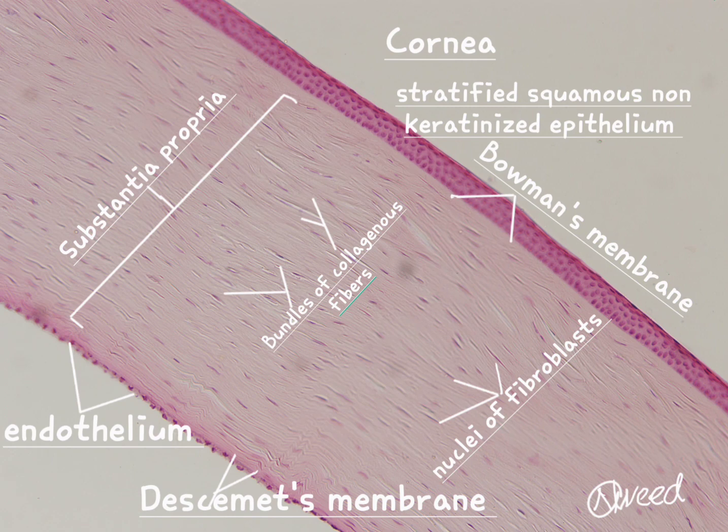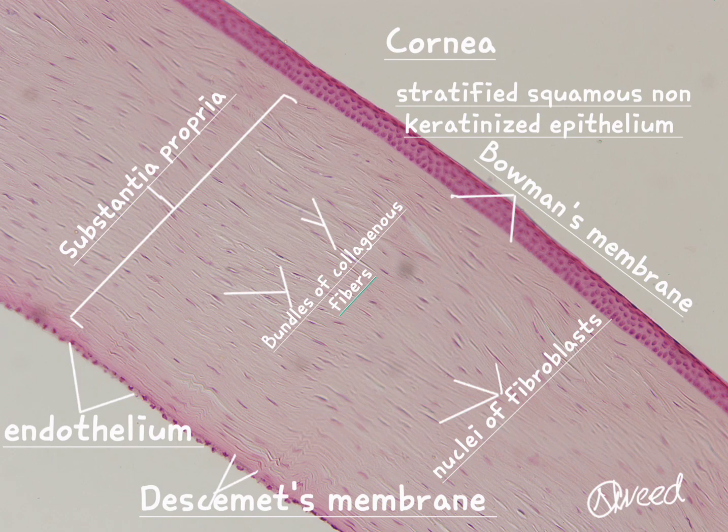Substantia propria constitutes 90% of corneal thickness. It is composed of several lamellae of fine fibrils made up of collagen 1 collagenous fibers embedded in ground substance. Flattened fibroblasts are present in between these lamellae.